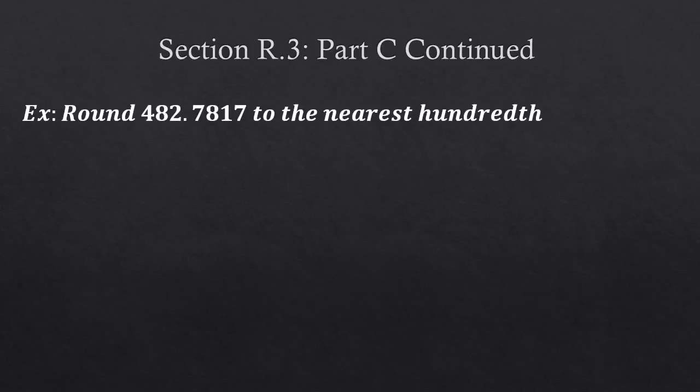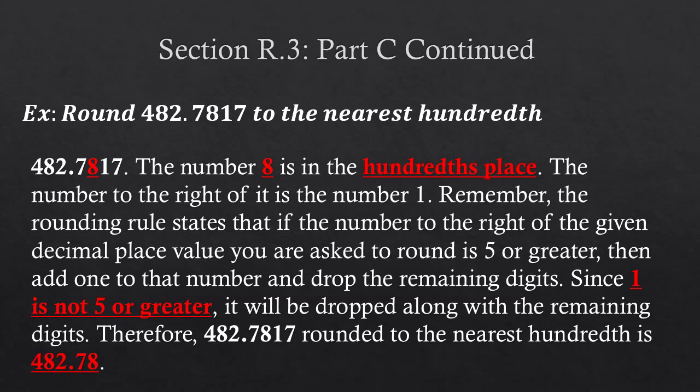Round 482.7817 to the nearest hundredth. Well, the number 8 is in the hundredths place. The number to the right of it is the number 1. Remember, the rounding rule states that if the number to the right of the given decimal place value you are asked to round is 5 or greater, then add 1 to that number and drop the remaining digits. Since 1 is not 5 or greater, it will be dropped along with the remaining digits.